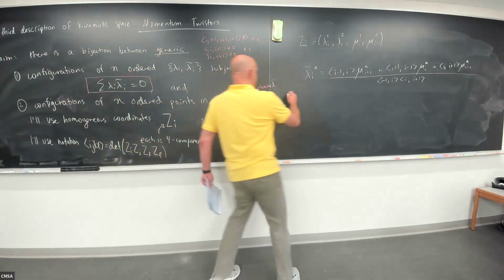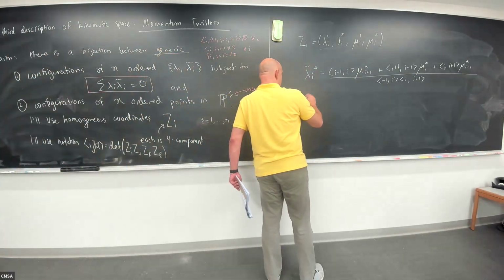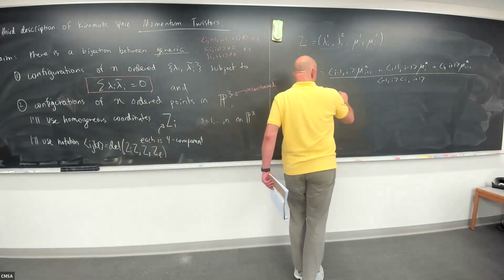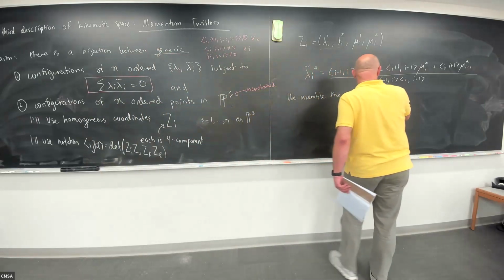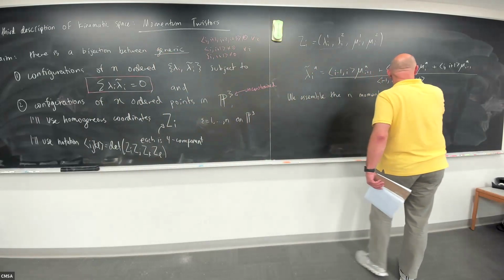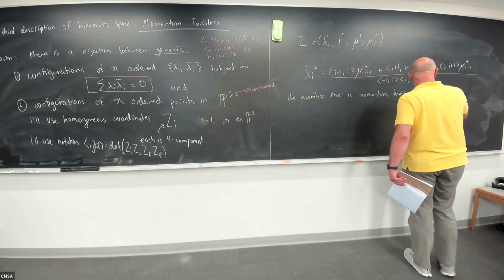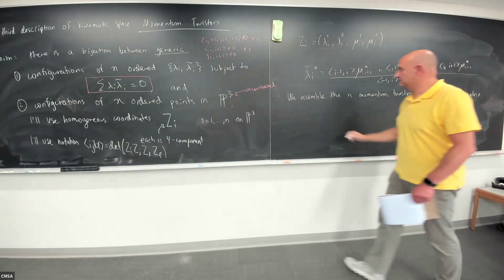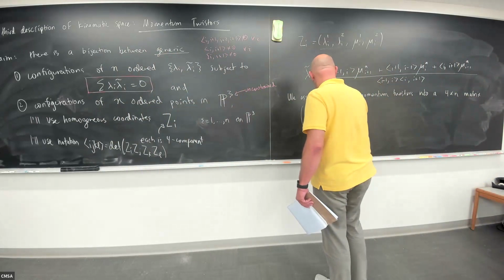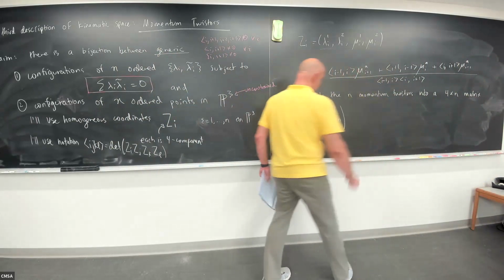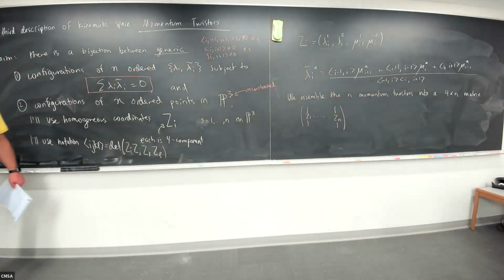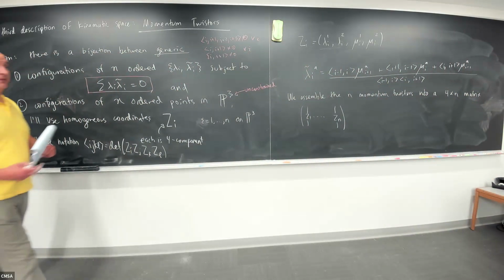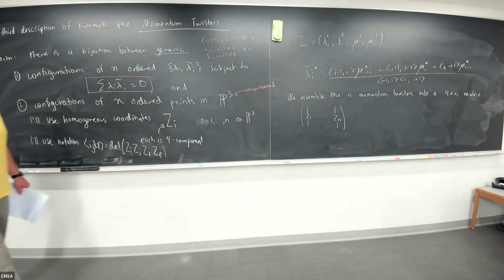Now, we assemble the N momentum twistors into a 4 by N matrix. And where I want to go, I want to be able to say that our amplitudes are functions only on the Grassmannian G(4, n).